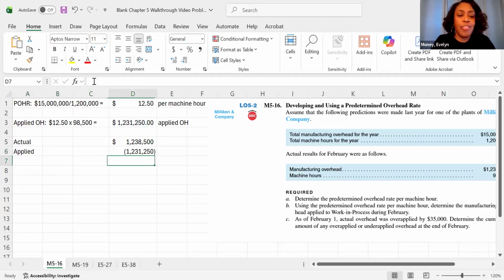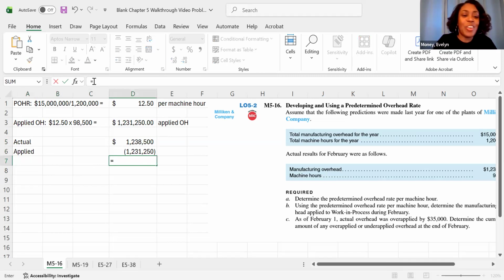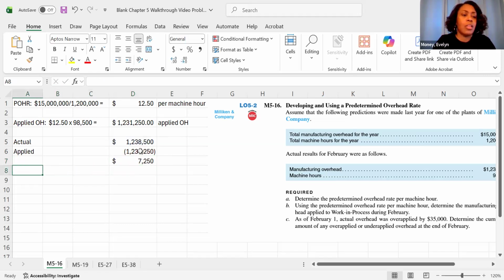I already know that it's underapplied, because I underestimated. I thought it was going to be 1.231 million, and it was actually 1.238 million. So we're going to call that underapplied.